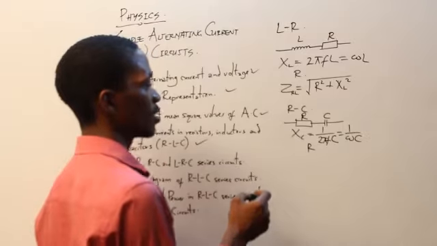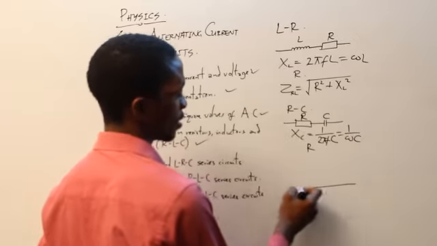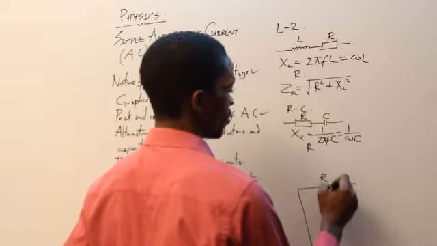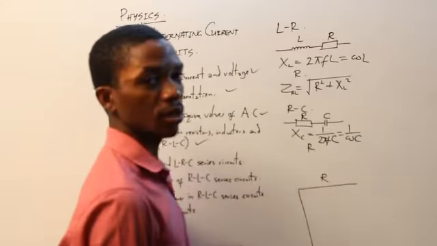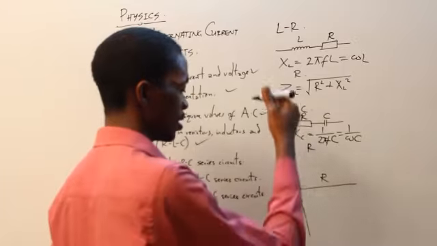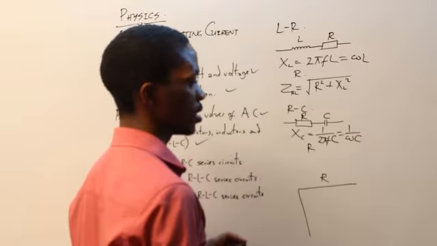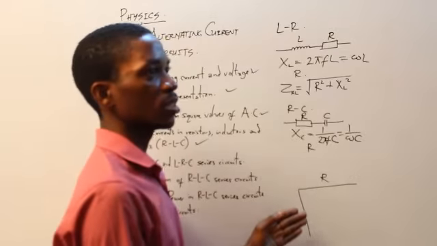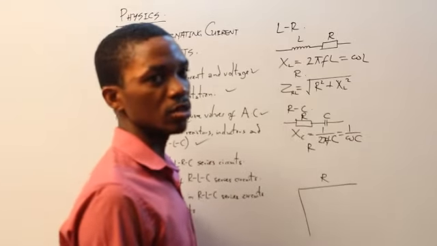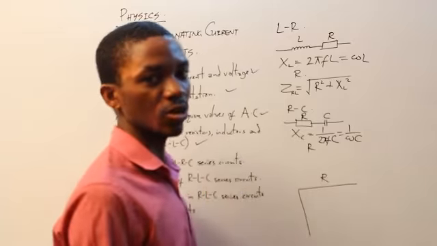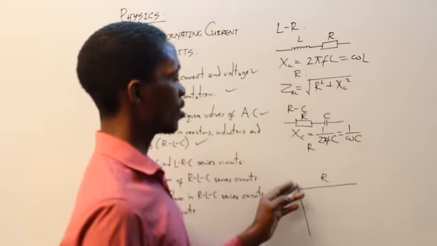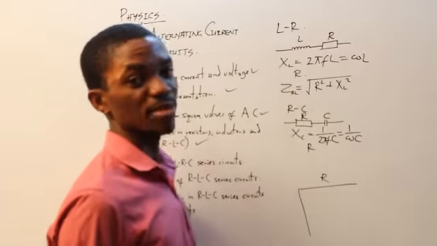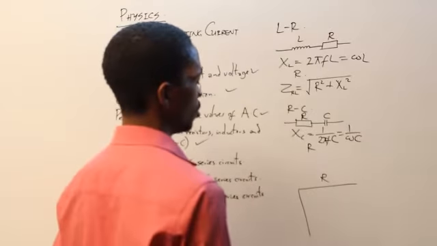Now, in this particular case, the diagram looks like this. Our resistor is always on the horizontal, but our capacitance is downward. It is 90 degrees. In the other one, the voltage leads the current by 90 degrees, so it stands up. But this time around, the voltage lags behind the current by 90 degrees, so it turns the other way around.